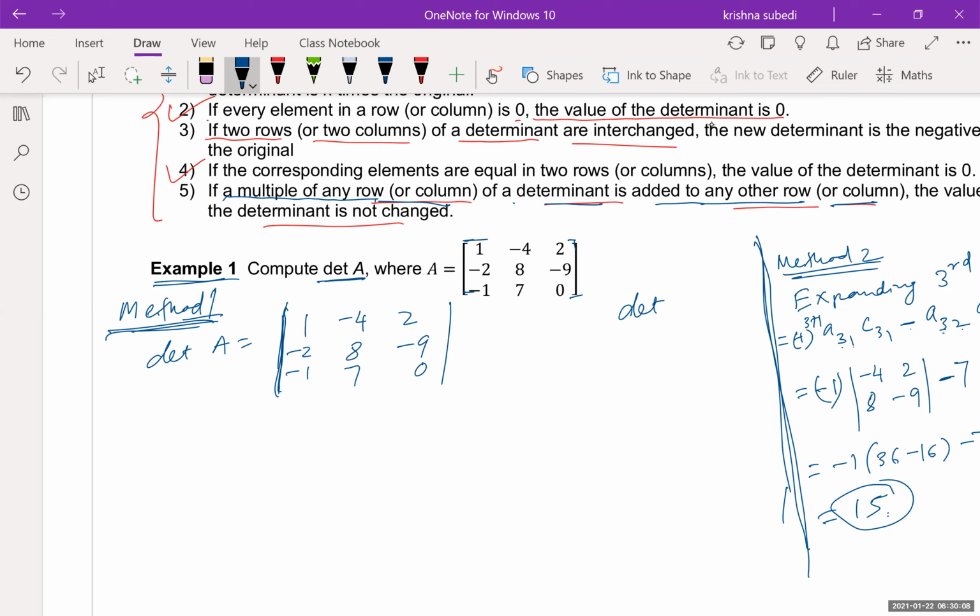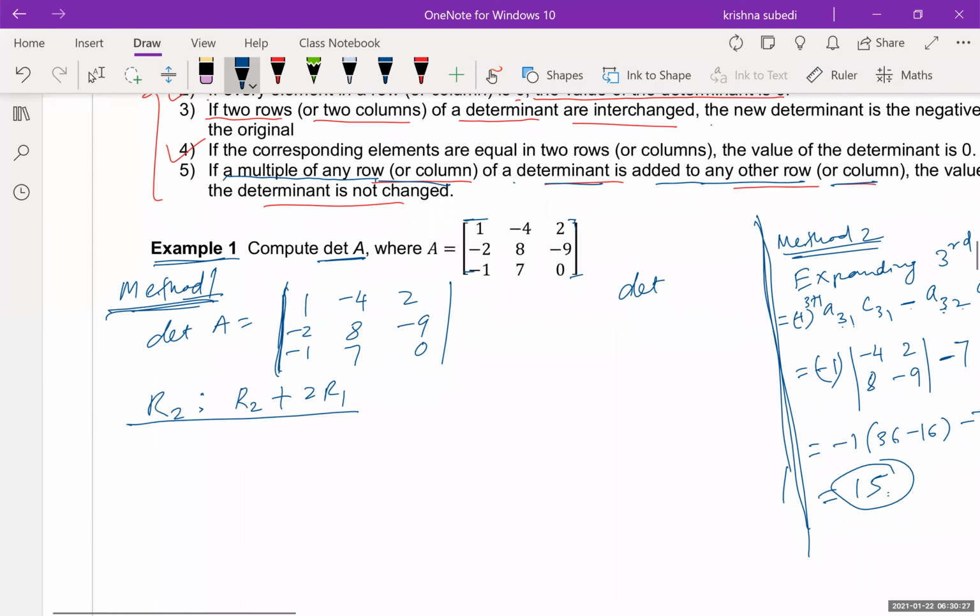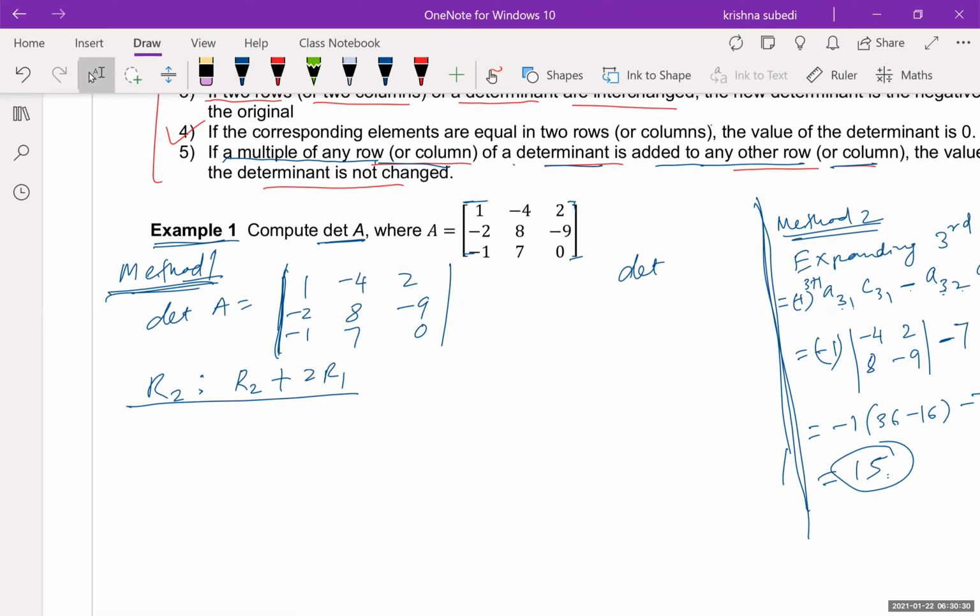Now, just out of curiosity, let us try a couple of properties here. Let's say I want to do R2 plus 2R1. Let's use this property 5. Again, you don't have to do it this way. I'm just trying to give you some opportunity to practice some of the properties that we just learned and see whether it makes sense, whether we get the same answer or not. If we get the same answer, then you will be convinced that yes, all these properties really work, right?